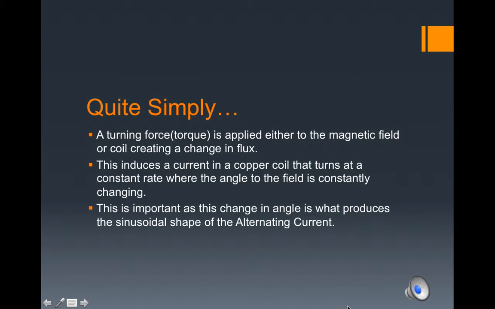Quite simply, mechanical energy is turned into a turning force, a torque, that is applied to either the magnetic field or coil to create a change in flux. This induces a current in a copper coil that turns at a constant rate, but the angle to the field is constantly changing. This is important, as this change in angle is what produces the sinusoidal shape of the alternating current.